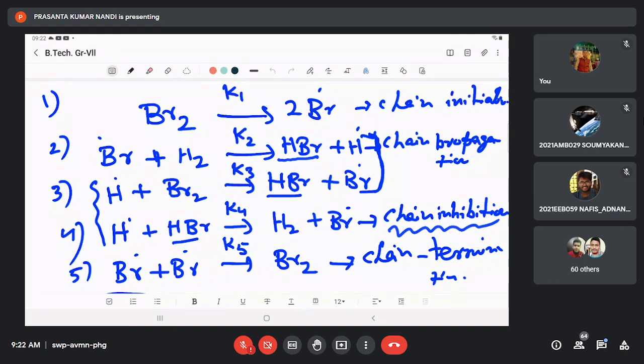None of the reactions proposed by the scientists are reversible; all are unidirectional, right? There are no reverse reactions considered in this mechanism. So these five steps together are what we call the chain reaction mechanism.